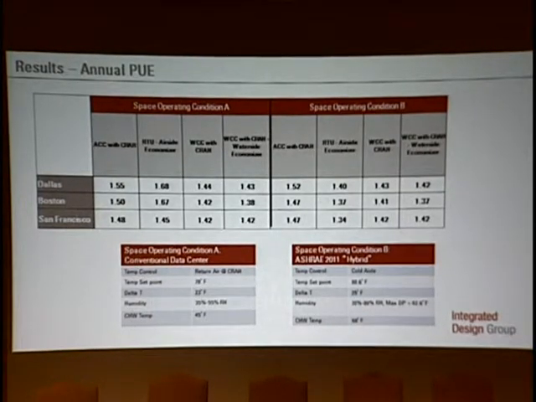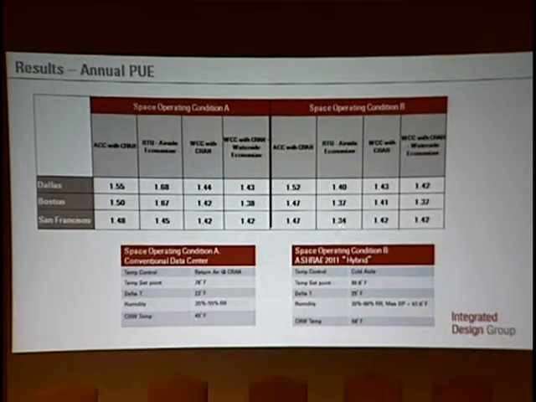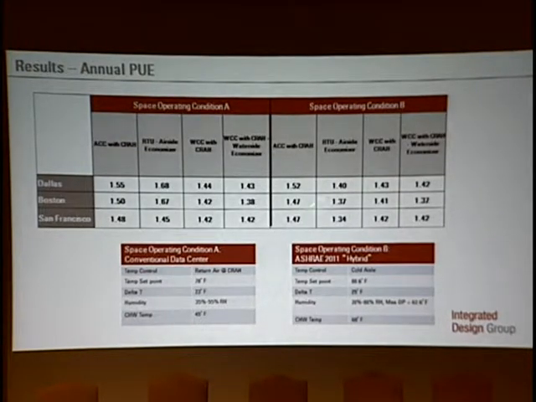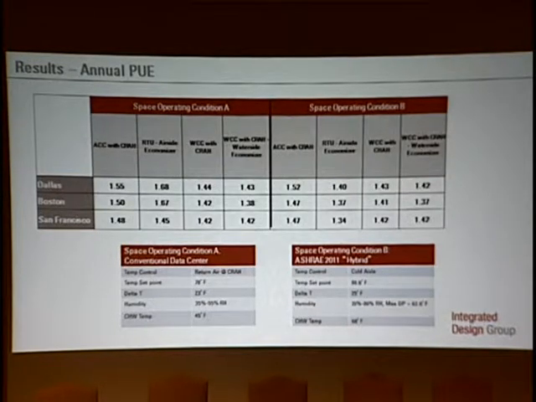The other thing here is that San Francisco has the best PUE here using an RTU under condition B, but if you went back to condition A, you would have seen that the best condition for San Francisco was actually a water-cooled chiller with CRA. So it was a totally different system for the same region. So what this is showing us is that there is not one system or region that is best. You have to look at every one.